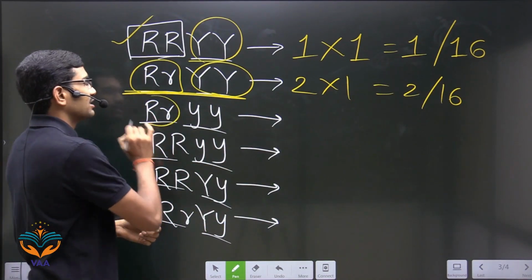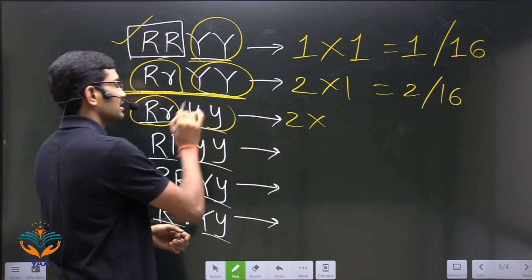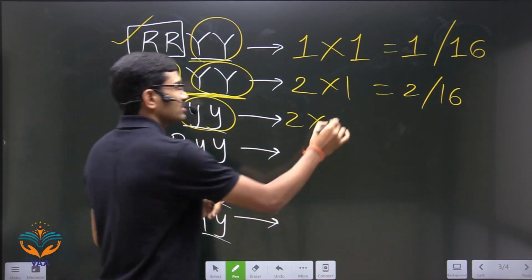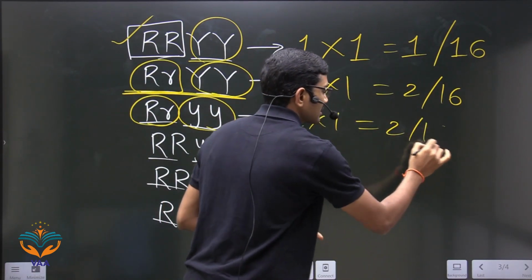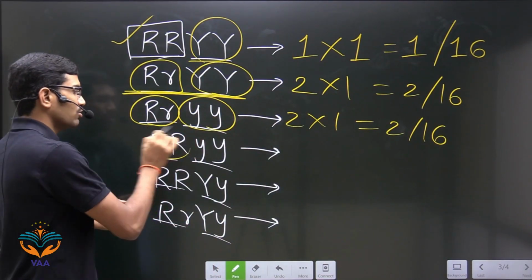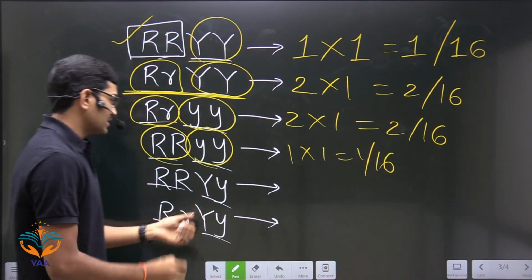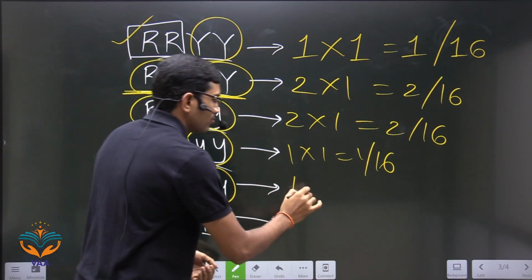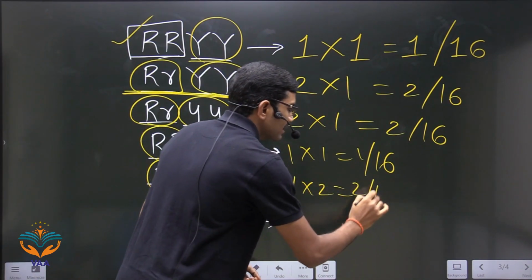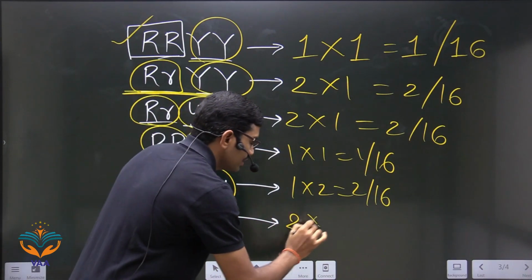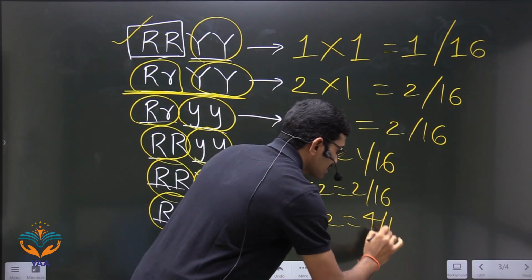Similarly for this, heterozygous 2 into homozygous. Whether it is homozygous dominant or recessive, we are not worried. If it is simply homozygous, take 1. So it will be 2 by 16. Understood? Next one, homozygous, so 1 into 1 is equal to 1 by 16. Next one, homozygous and heterozygous, so 1 into 2 is equal to 2 by 16. Whereas for this, both are heterozygous, so 2 into 2 is equal to 4 by 16.